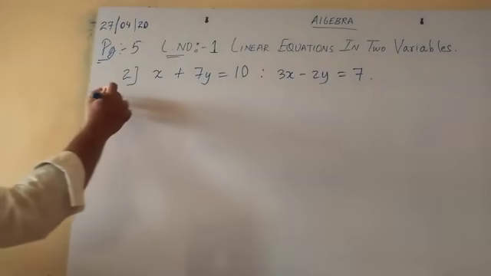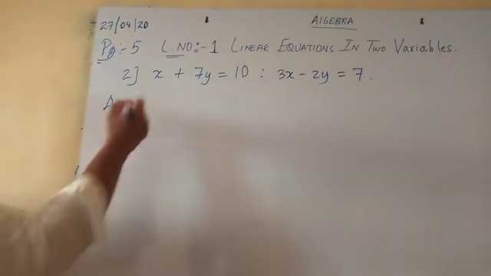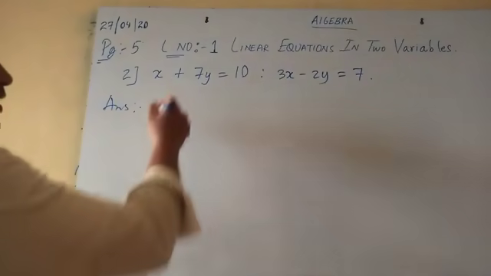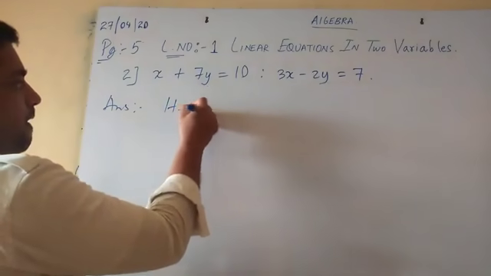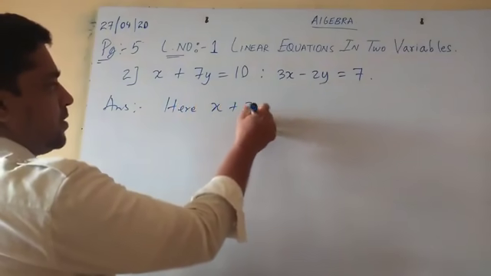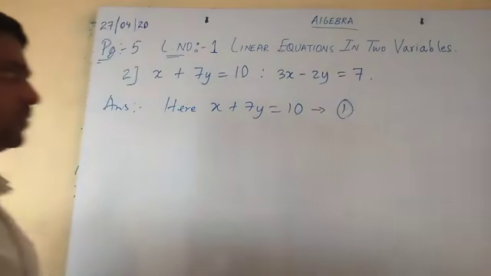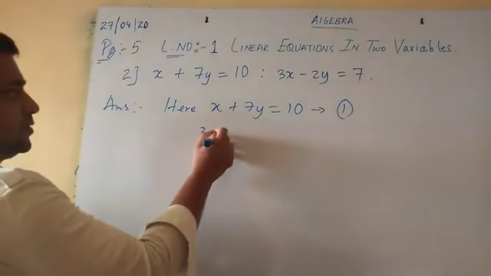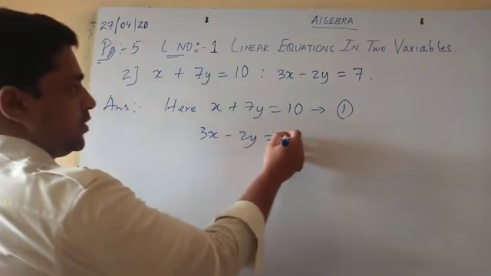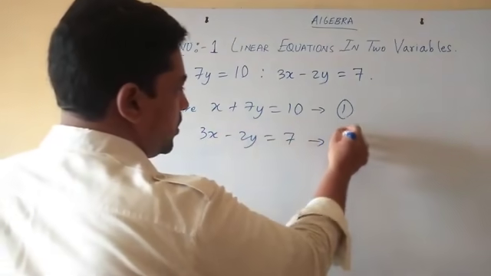Let us start again. We'll follow the same method as the previous sum which we did. Here x plus 7y is equal to 10, equation 1. 3x minus 2y is equal to 7 is equation 2.